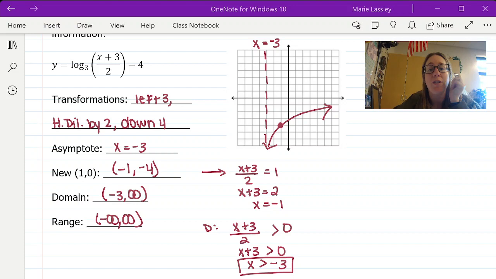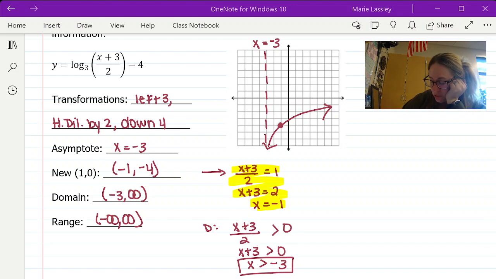All right, so our transformations are left 3, horizontal dilation by 2, and down 4. Our asymptote is going to be at x equals -3. Our new point is -1, -4. I have the calculations for finding the x value to the right. I just highlighted it for you guys, so it's right there. But you can also calculate this by doing the transformation rules.